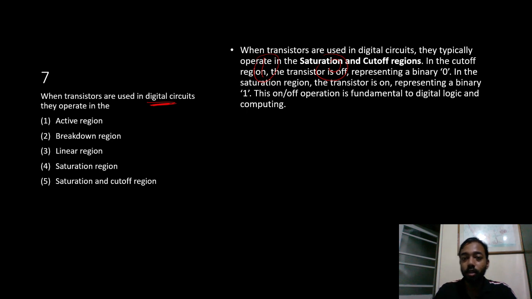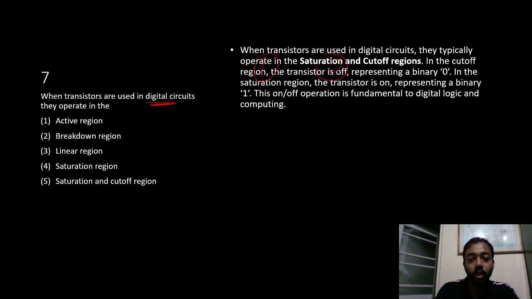So here, the transistors in digital circuits are typically operating in the saturation and cutoff regions. There is another region, the active region. Mostly in analog circuits, transistors are used in this active region, in which it can be used as an amplifier, but in digital circuits transistors are used mainly as a switch.